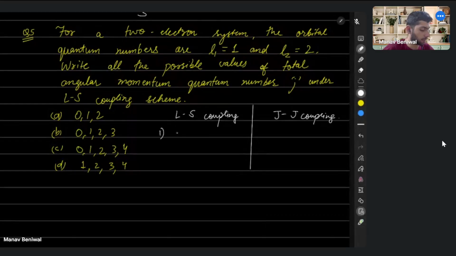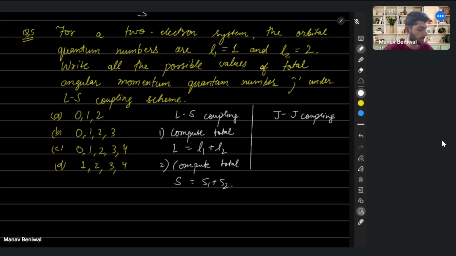So here step 1 is compute total L as L1 plus L2, and then compute total S as S1 plus S2, and then we get J as L plus S. So this is LS coupling.